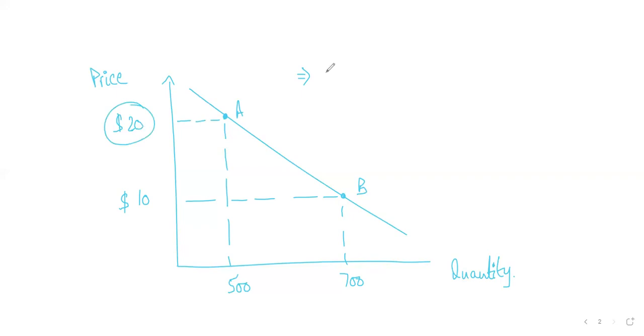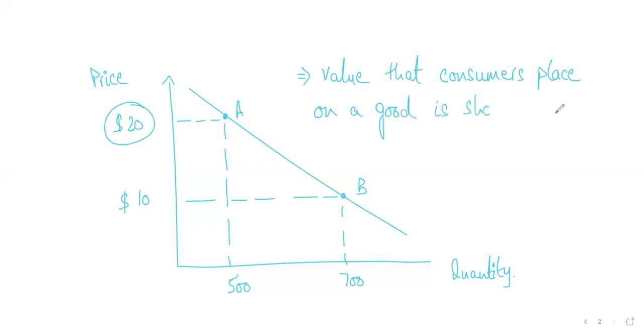So the value that consumers place on a product is shown through the demand curve. Value that consumers place on a good, right? Is this making sense, students? Is shown through the demand curve. Okay. Now the idea I've already explained.